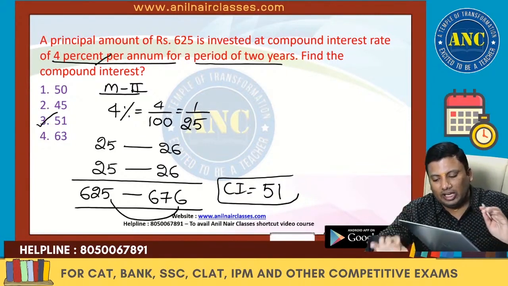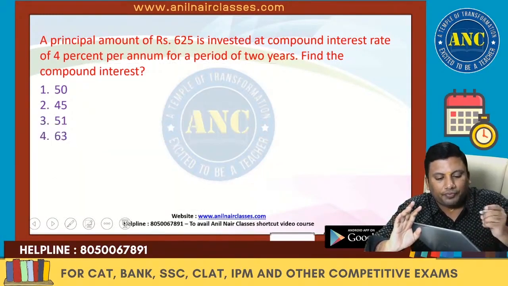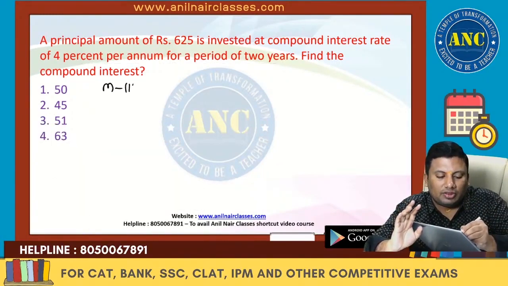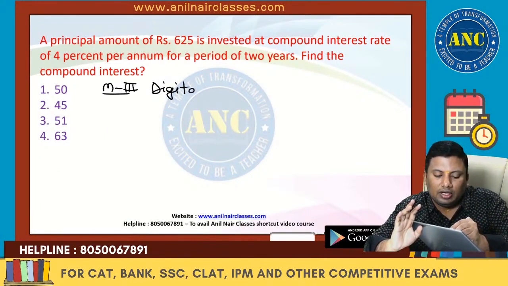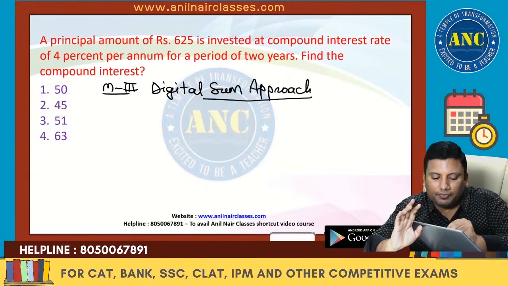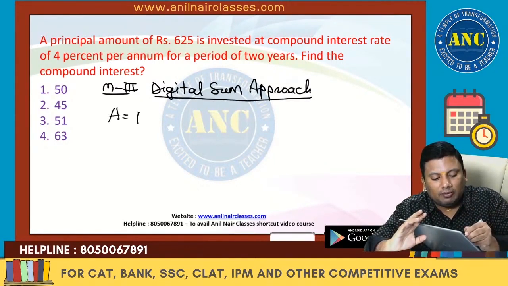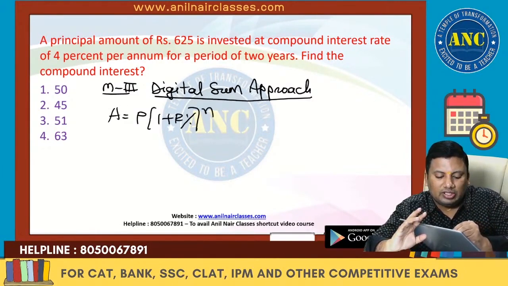4 percent per annum. Method number 2. Method number 3, the digital sum approach. What is this digital sum approach? Amount is nothing but principal into 1 plus r percent power n.